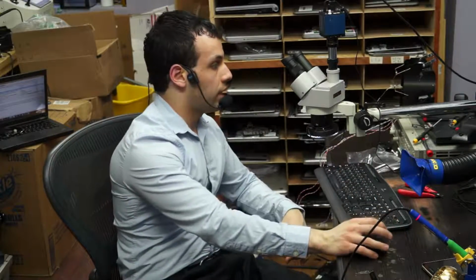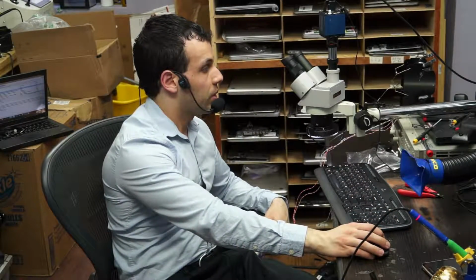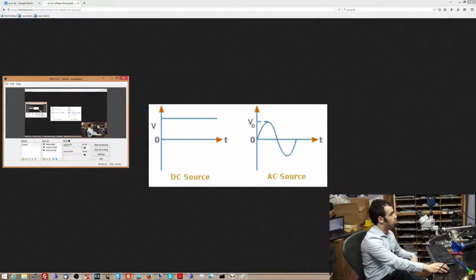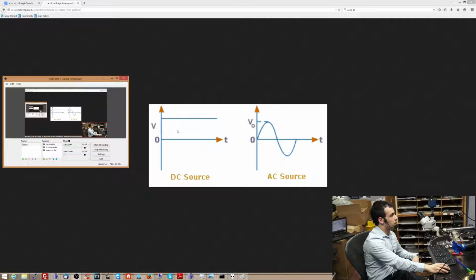So I'm going to show you a very, very terrible picture that I found quickly on Google image search over here so that I don't have to make my own, because my own will look even worse. So this picture over here gives you a good idea of the difference between AC and DC. AC is on the right and DC is on the left. So this looks kind of like a line graph.